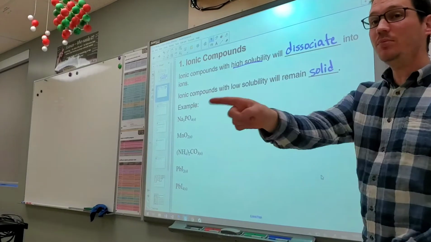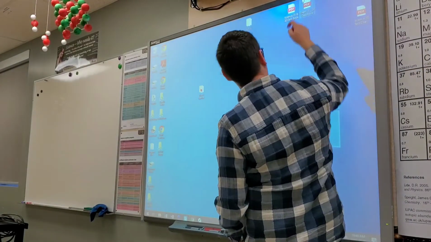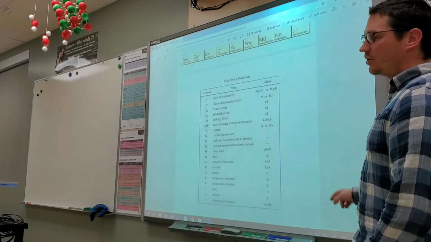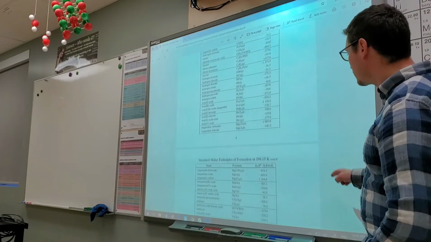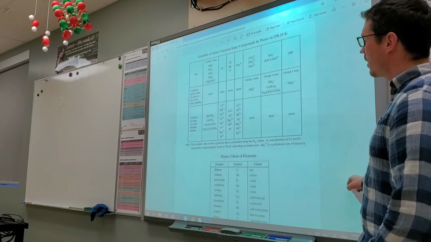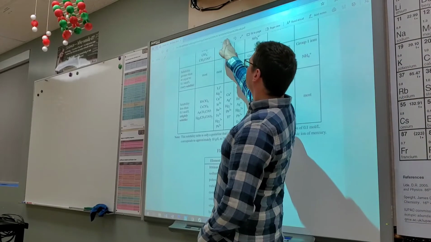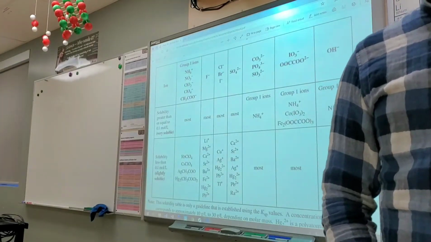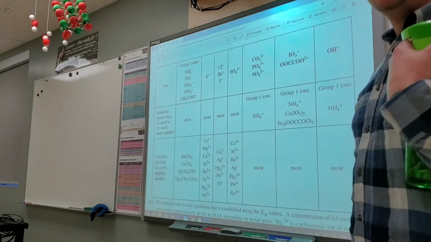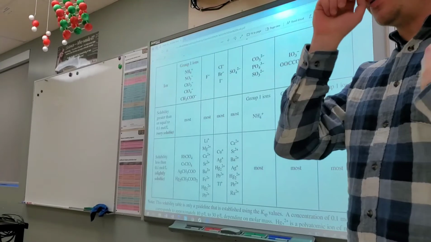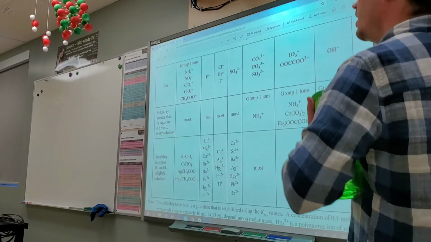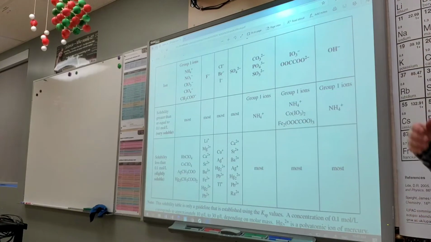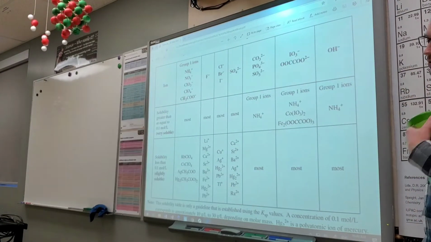Can I get you, pretty please, to go into the Chemistry 30 data booklet? I would like you to go to page 6, I think. Go to page 6 for me, please. Do you remember using this chart? You used this chart two years in a row now, or maybe two semesters in a row. You used this in grade 10, and you also used this in Chemistry 20. We're going to continue to use it in Chemistry 30.